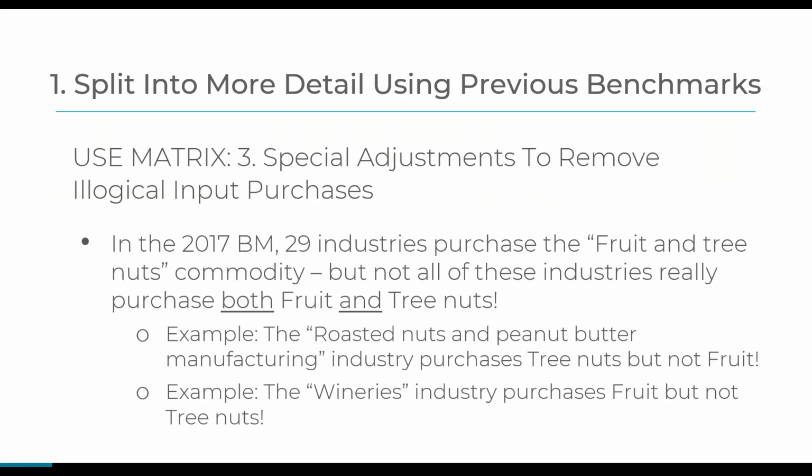We do have to, however, make some special adjustments to remove illogical input purchases. So, for example, in the 2017 benchmark, 29 industries purchased fruit and tree nuts as a commodity. But we know that not all of those industries really purchase both fruit and tree nuts. So a couple examples here. The roasted nuts and peanut butter manufacturing industry really purchases tree nuts, not fruit. So we need to go remove fruit from its purchase and add that purchase value to tree nuts. Similarly, the wineries industry purchases fruit, but not tree nuts. So we have to go do some of these fixes and make sure that that's all making sense.